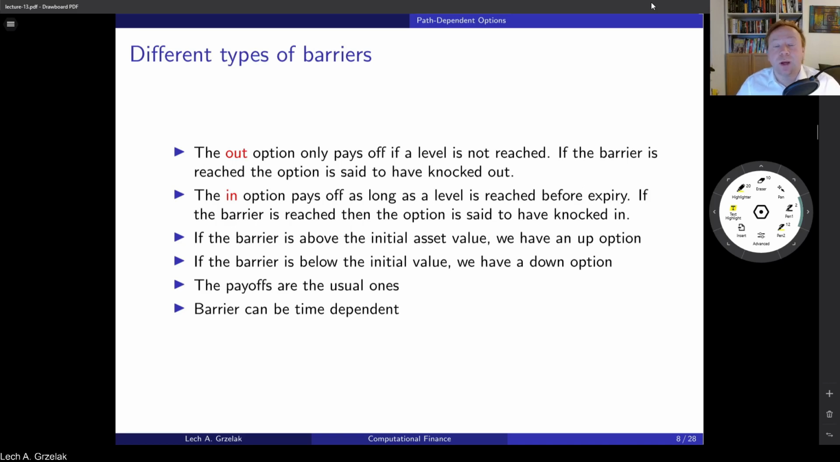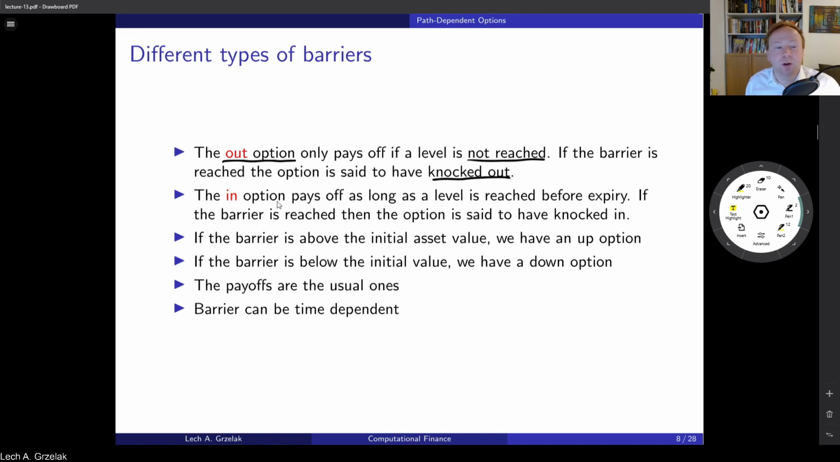Let us summarize what we have seen so far about barrier options and the different configurations we may experience. So the first type I would like to mention is the out options. Out options only pay off if the level is not reached. Otherwise, if the barrier is reached, then we have a knockout. So this is something to keep in mind: an out option will only get value if the level is not reached.